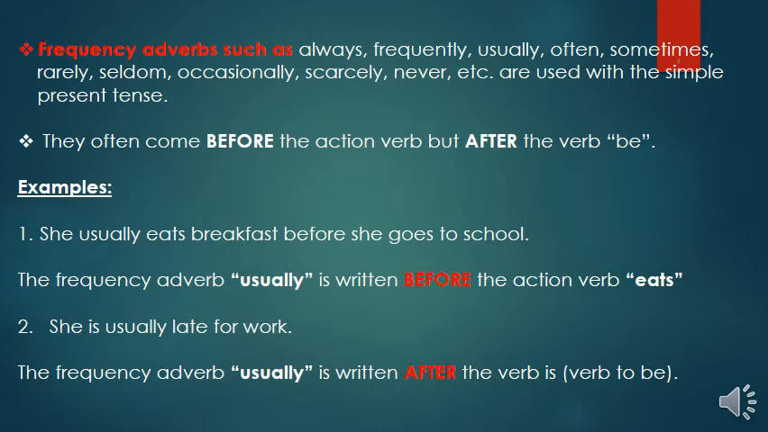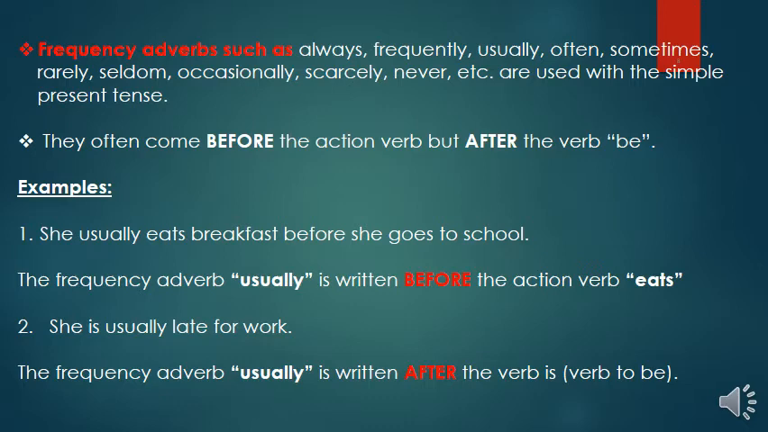Let's look at the examples here. She usually eats breakfast before she goes to school. The frequency adverb here is usually. It's written in bold here. It is written before the action verb. Eats is the action verb. So the adverbs of frequency, usually, come before the action verb.